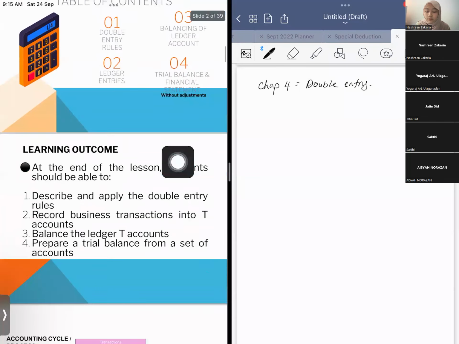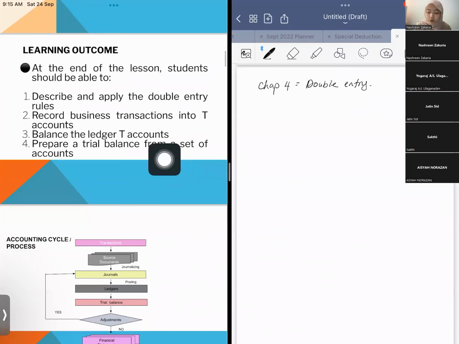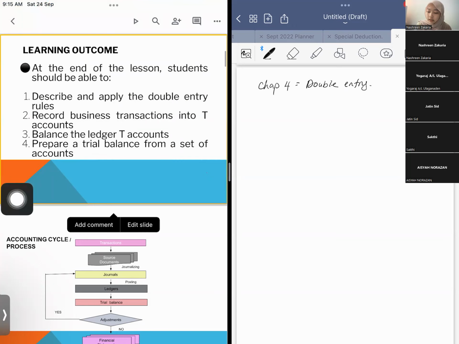So basically in this topic, you will be able to describe and apply the double entry rules, and record the business transaction into T account or ledger. It's actually the same thing.